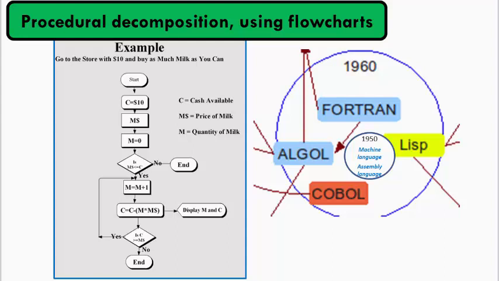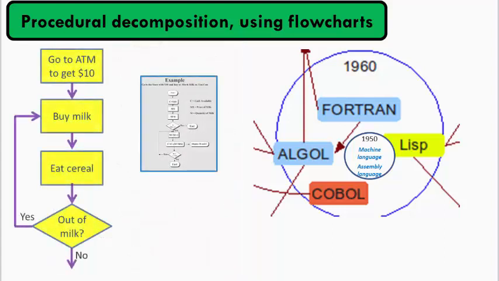But imagine a bigger program, like this one for eating cereal. Again, we use a flowchart where here the boxes are big enough to be real procedures. For example, the buy milk procedure would be implemented by using a flowchart that we just saw. The point is that the driving force in designing a program this way is procedures.